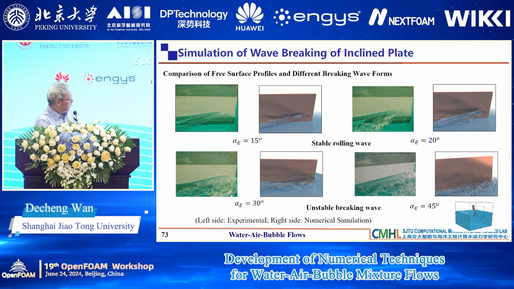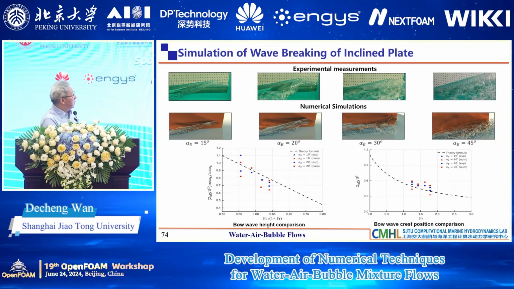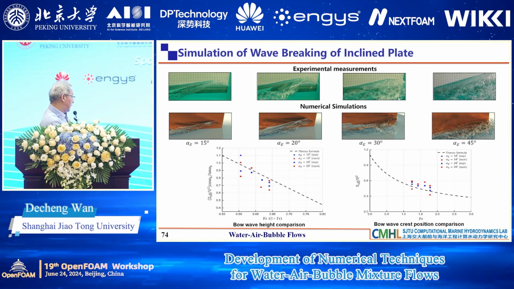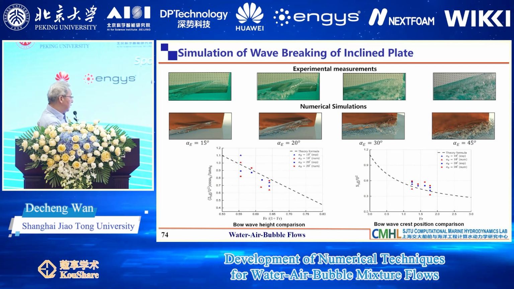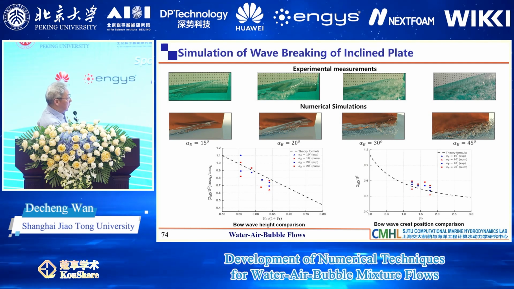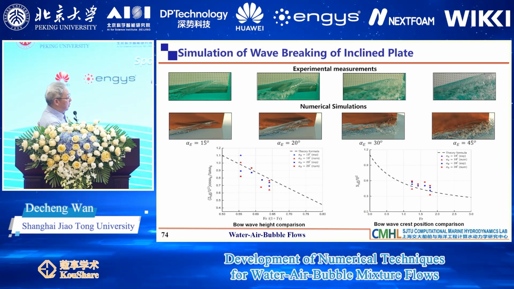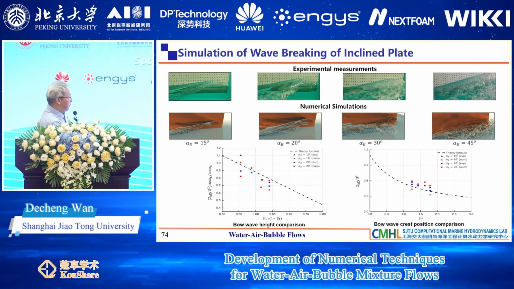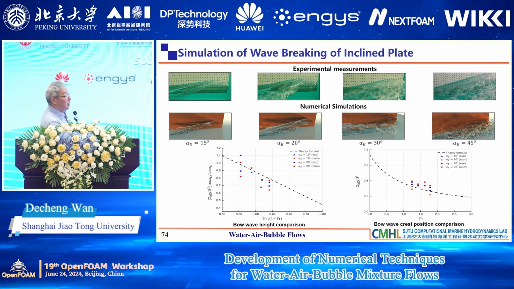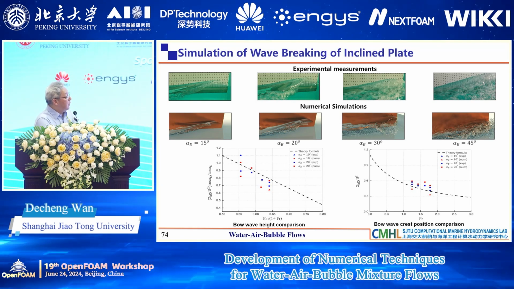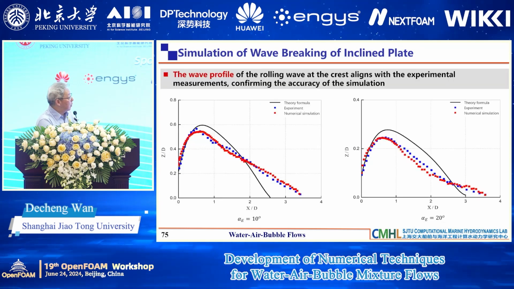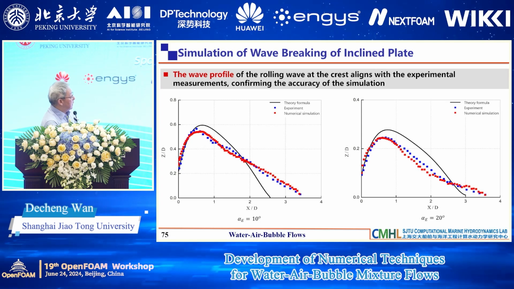These regions, and this is the experiment. This is the simulation. Also, we can get the volume of the water and the volume of the air. So we get the statistics, the volume of the water and the volume of the air. So you can see this compares very well. So this is the statistics. So this means the simulation compares very well with the experiment result. So also we can see this is the profile.